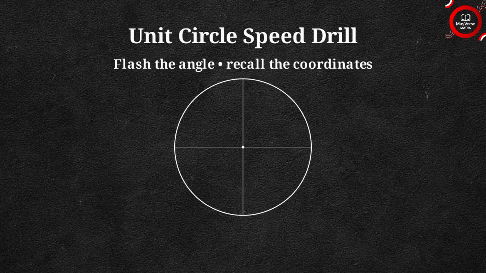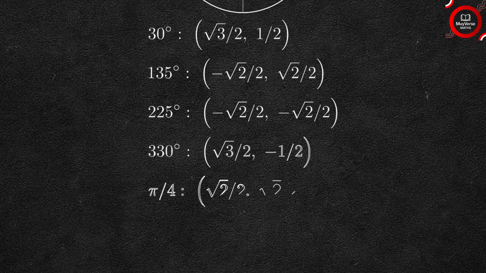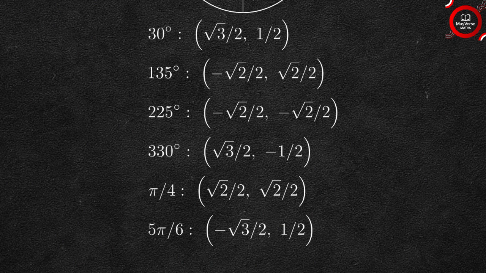Now let's reveal them. Here are the coordinates. 30 degrees is cosine 30, sine 30, which is root 3 over 2, 1/2. 135 degrees is negative root 2 over 2, root 2 over 2. 225 degrees is negative root 2 over 2, negative root 2 over 2. 330 degrees is root 3 over 2, negative 1/2.